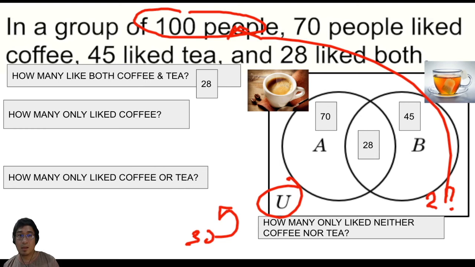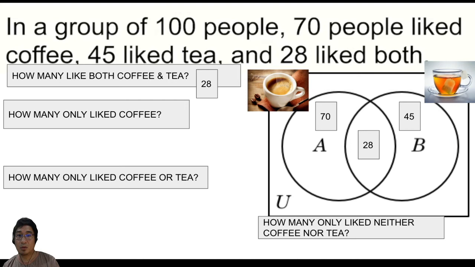Example, in a group of 100 people, 70 people like coffee, 45 like tea, and 28 like both. Now, let's check if we're going to have the same answer. Again, pwede nyong i-pause. Andun na yung 28. Sabihin natin yung variable A represents the coffee, and then variable B represents the tea. So, ilan daw dito ang may gusto pareha sa coffee at saka sa tsaa?